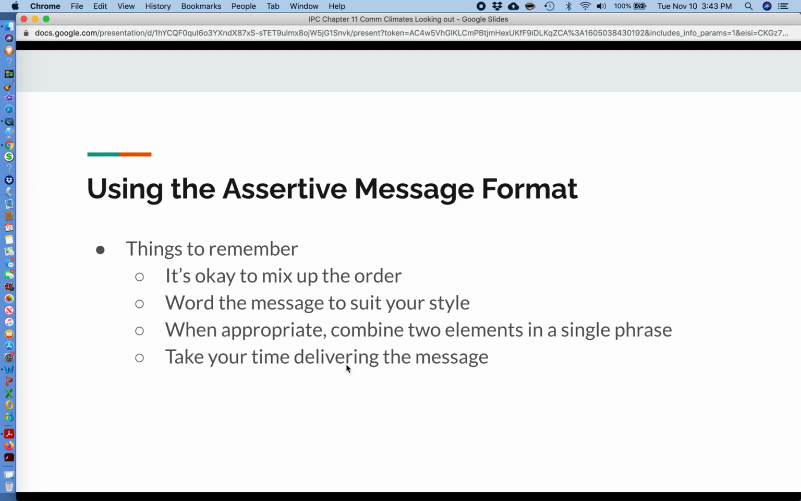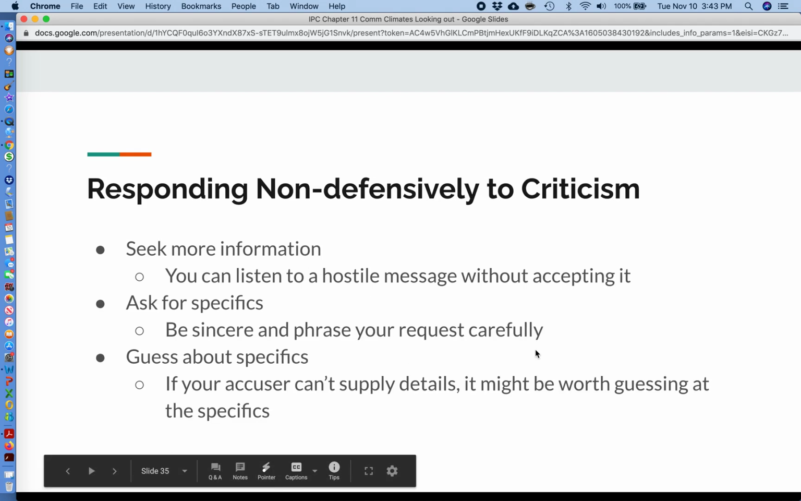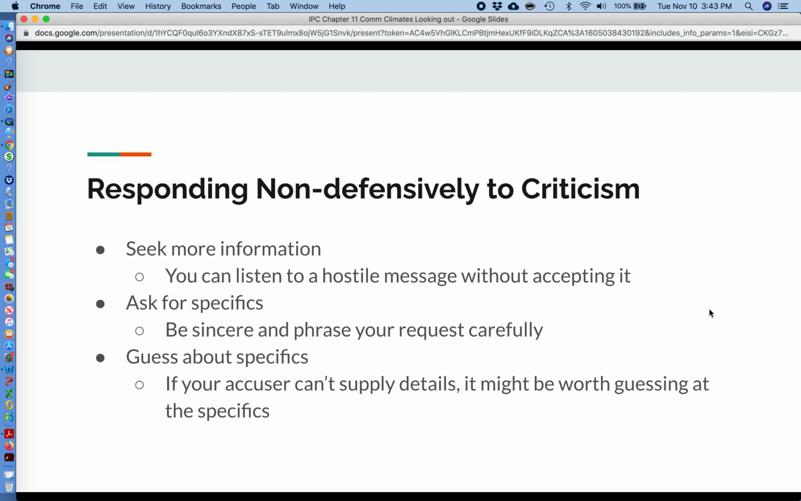Oftentimes people are really eager to express themselves, and they don't take enough time to think about what they're saying. Indeed, I think that if we all took a moment and thought about some of the things that we were saying to other people, we wouldn't say a fair number of them. Now, that's one way that you can address your concerns to other people.